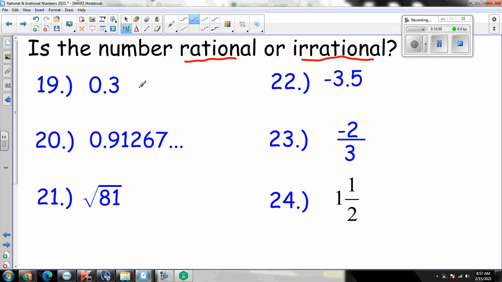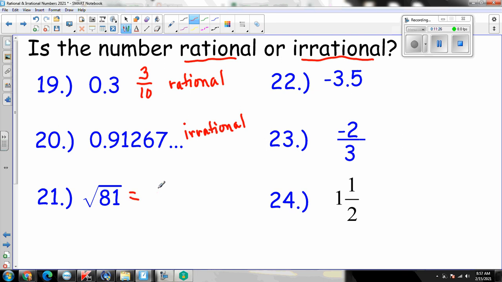All right, now that you're back, let's see how you did on 19. This is 0.3, so this is 3/10. So since I can write it as a fraction, it is rational. All right, now number 20, these 3 dots mean that it keeps going. It's non-terminating. It doesn't end. And I'm noticing that the numbers do not repeat. So if they do not repeat, it is irrational.